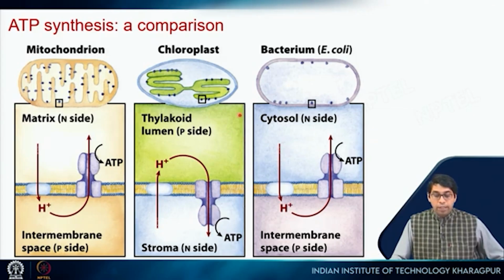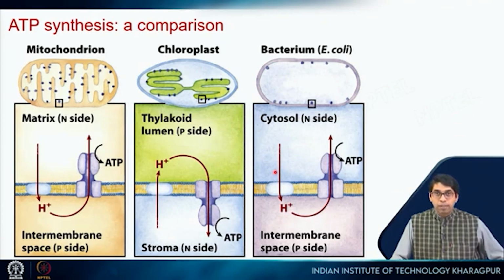Now in case of bacteria, there is no mitochondria or chloroplast. So the only membrane that is present is the plasma membrane, okay. So on this side, this is the cytosol, and on this other side, this is the intermembrane space. So this is the inner membrane, and then there is an outer membrane, right. So it is the periplasmic space. So in that space, a proton gradient is established.